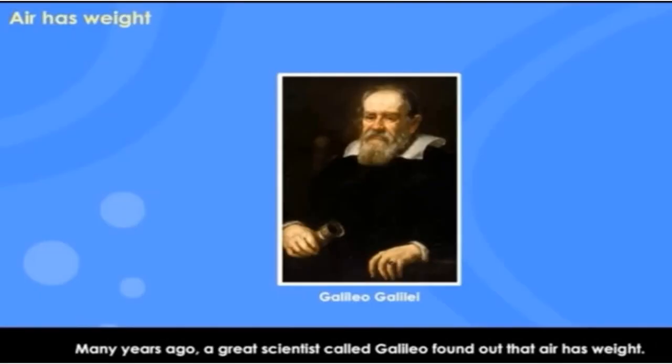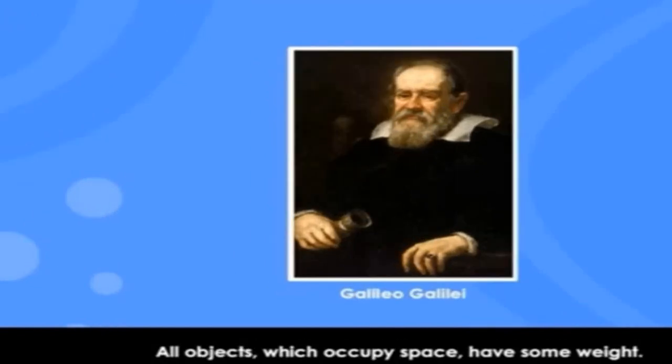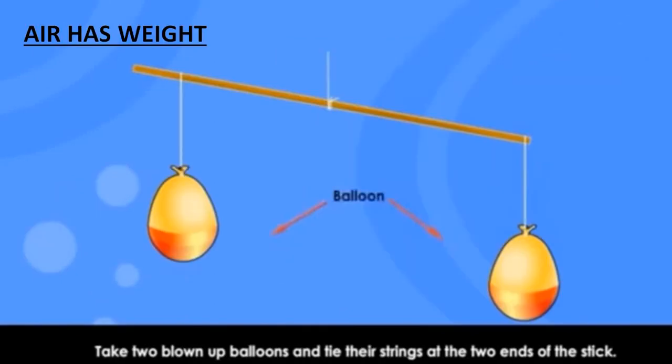Air has weight. Many years ago, a great scientist called Galileo found out that air has weight. All objects which occupy space have some weight. The following experiment helps us to prove that air has weight. Take a stick which is 1 meter long. Take 2 blow-up balloons and tie their strings at the two ends of the stick.